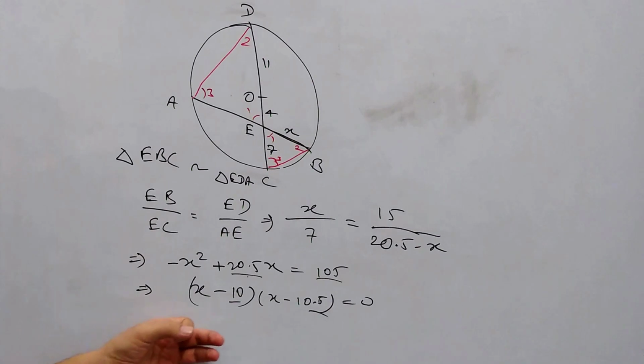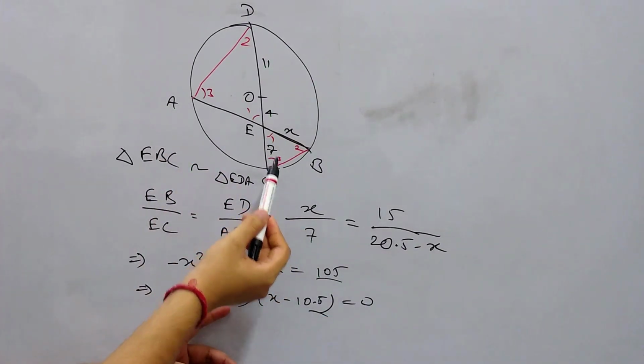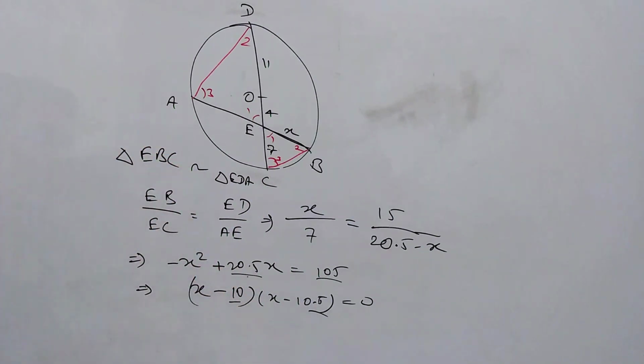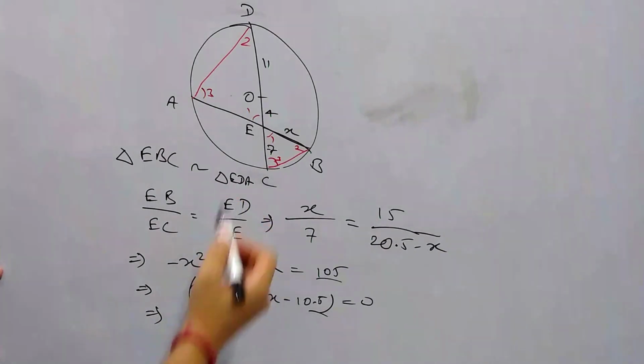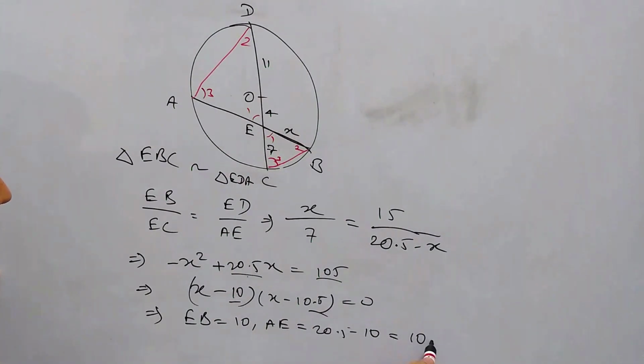Okay, now because AB is 20.5, either way we will get the values 10 and 10.5. So for EB, if we choose 10, then AE will be 20.5 minus 10, which is 10.5. So no matter what you choose, it is going to be the same. So the difference between AE and EB will always be 0.5.